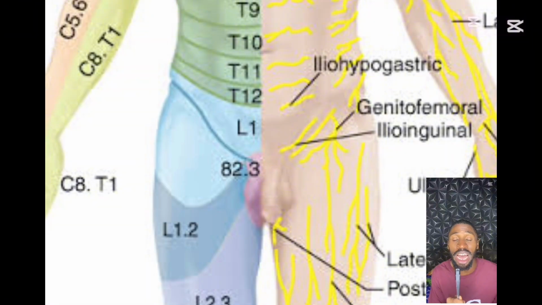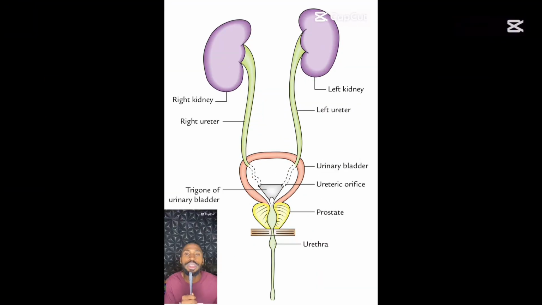So the narrowing can catch stones, and when it catches stones, they can refer pain to any of the cutaneous parts of the skin from T12 to L2. I hope this all makes sense as we discussed the gross anatomy of the ureter, which conveys urine from the renal pelvis of the kidney to the bladder for urination later.